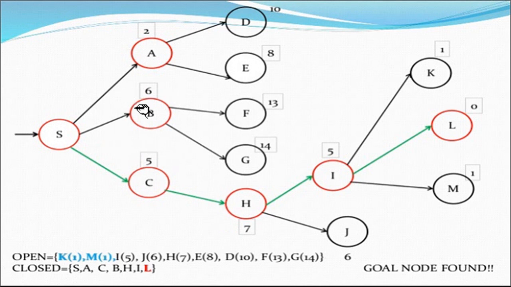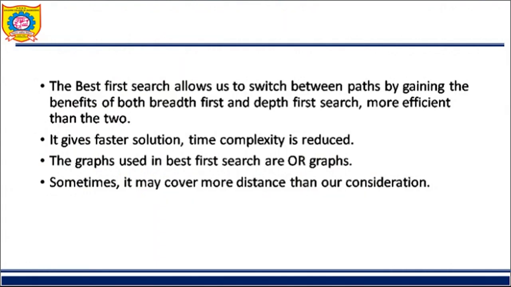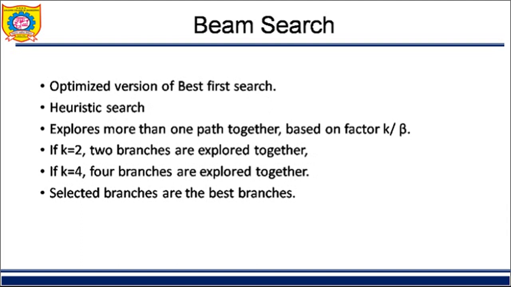So what used to happen in this algorithm? Sometimes I was going in this way, searching to this depth. Then I cancelled that depth and went to this depth, and this depth. So I'm changing my paths, depth wise, breadth wise. This is best first search. It uses the advantages of both BFS and DFS. Time complexity gets reduced. These kinds of graphs are called OR graphs. Sometimes I explore one path, sometimes I go to the other path. I'm ORing, right? But what is the problem? It may sometimes cover more distance than necessary.